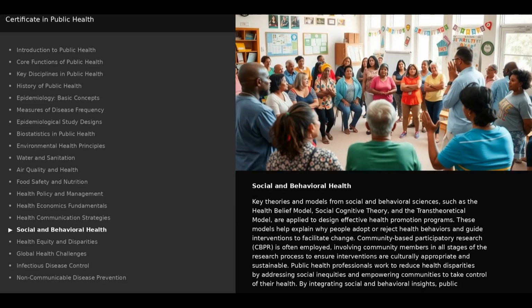Key theories and models from social and behavioral sciences, such as the health belief model, social cognitive theory, and the trans-theoretical model, are applied to design effective health promotion programs. These models help explain why people adopt or reject health behaviors and guide interventions to facilitate change. Community-based participatory research, CBPR, is often employed, involving community members in all stages of the research process to ensure interventions are culturally appropriate and sustainable.